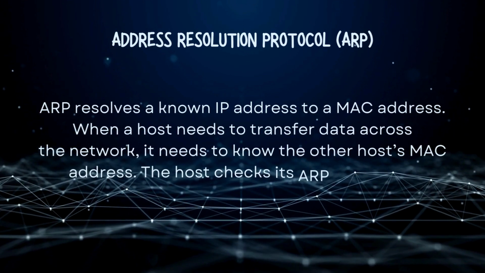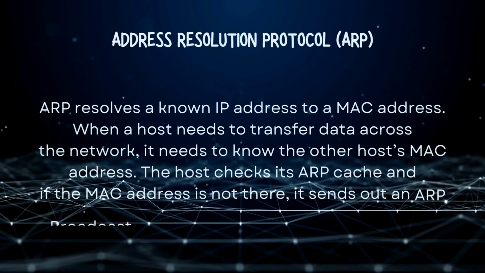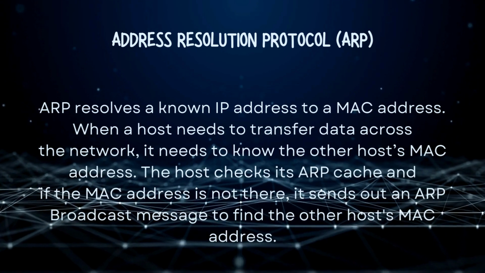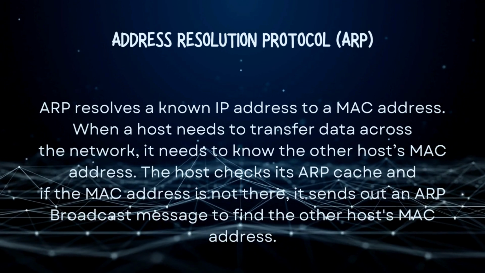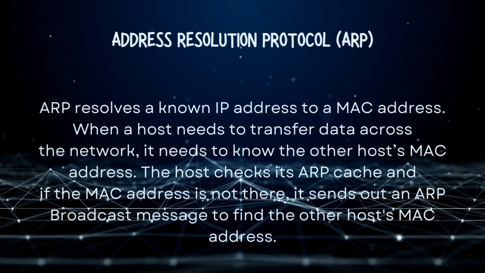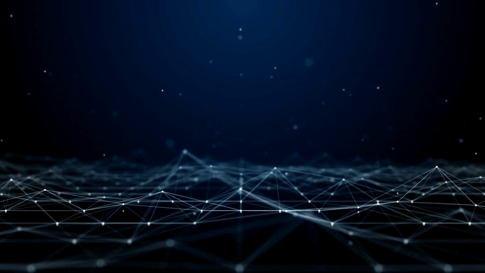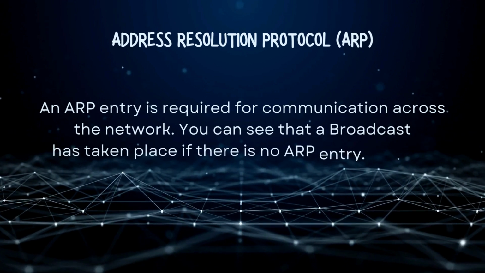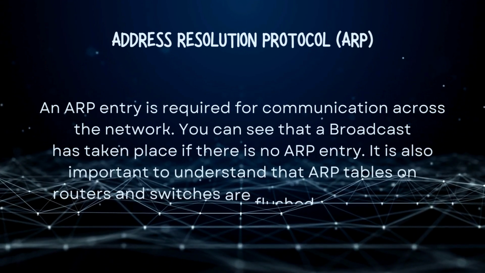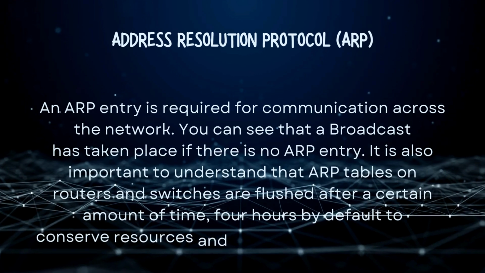ARP resolves a known IP address to a MAC address. When a host needs to transfer data across the network, it needs to know the other host's MAC address. The host checks its ARP cache, and if the MAC address is not there, it sends out an ARP broadcast message to find the other host's MAC address. An ARP entry is required for communication across the network. You can see that a broadcast has taken place if there is no ARP entry.